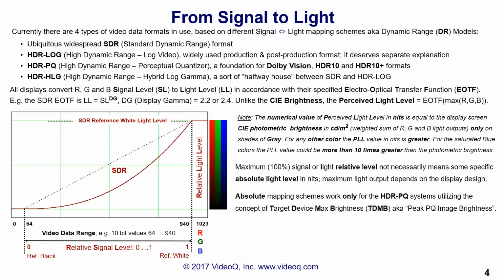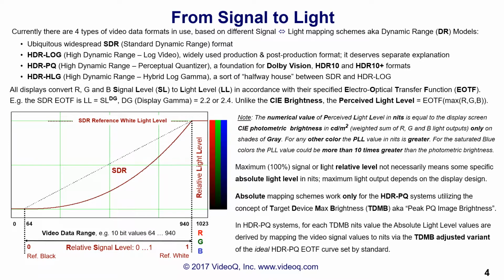Absolute mapping schemes work only for the HDR-PQ systems that use the target device max brightness concept, which was borrowed from digital cinematography. All other systems use a traditional model of relative light levels, so actual screen light levels depend on the display's own particular design, electronics, and user controls.